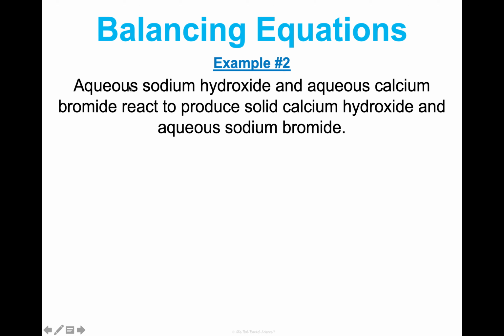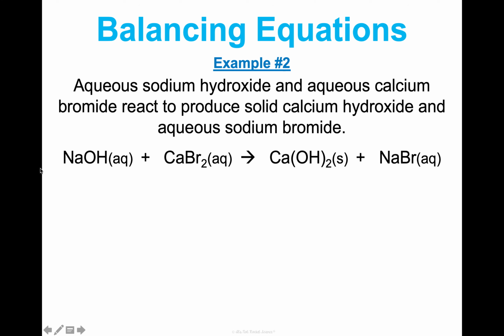So let's start. Sodium hydroxide, that's NaOH. You're just doing what you've already done in previous units. We'll put the (aq) next to it for aqueous. And so plus aqueous calcium bromide. Okay, calcium bromide, that's CaBr2, and it's aqueous, you'll have to put that. React to produce, that's my arrow. Solid calcium hydroxide, so Ca(OH)2 with the solid symbol, and aqueous sodium bromide, NaBr. Okay, so we're going to write it out this way.